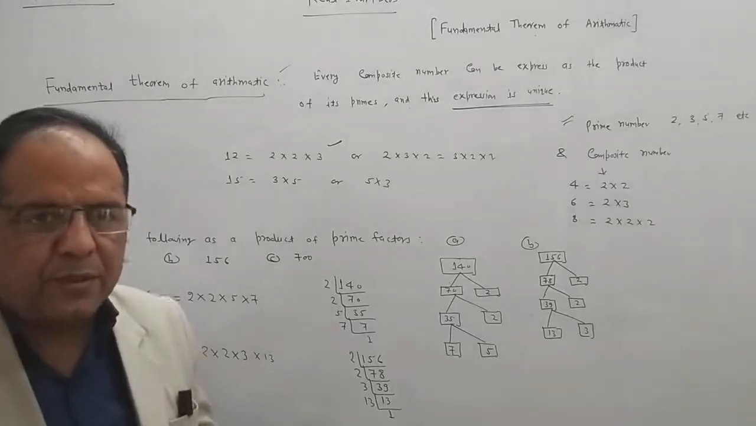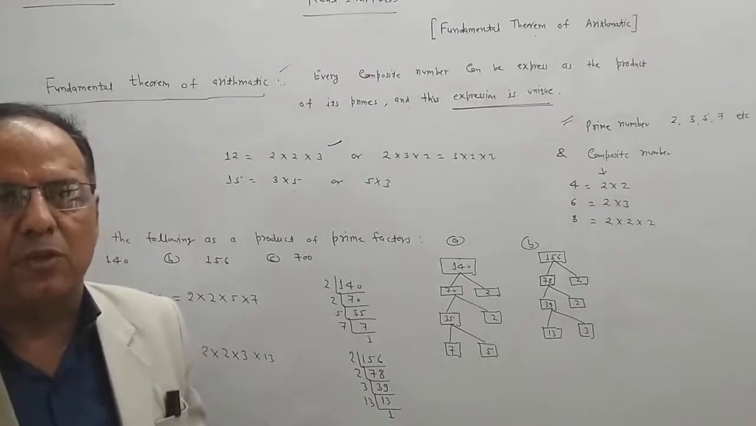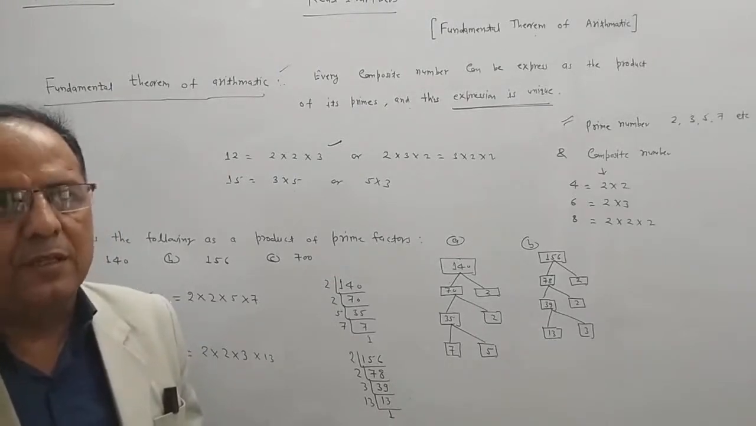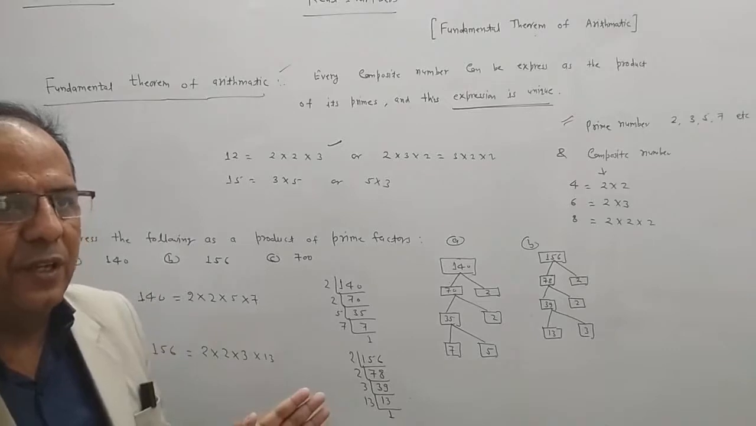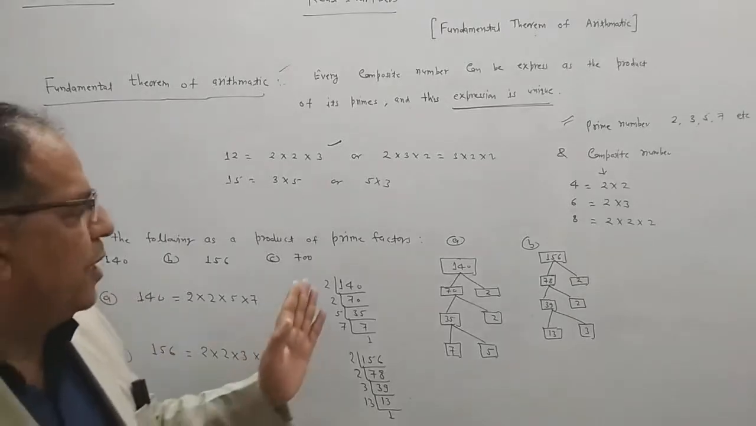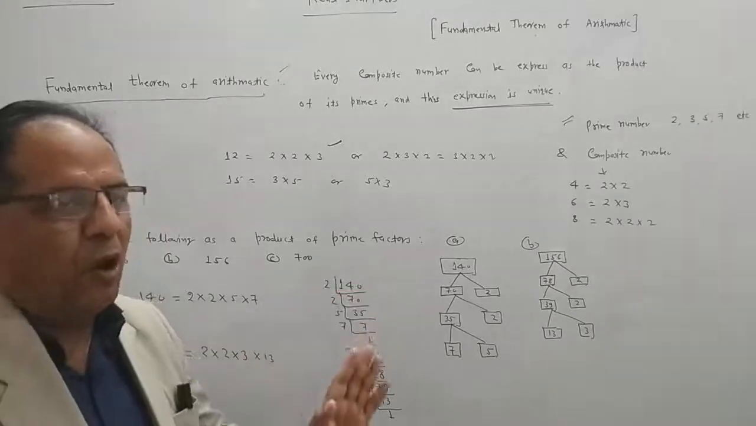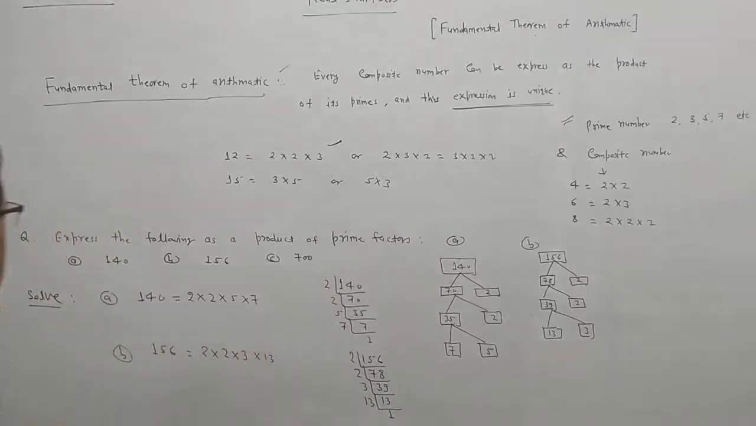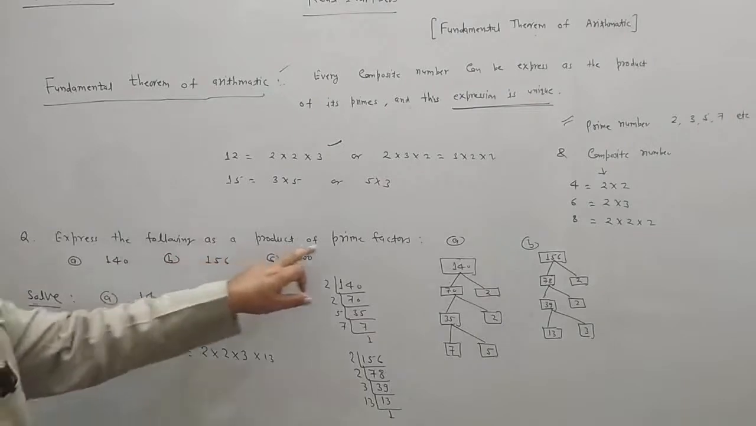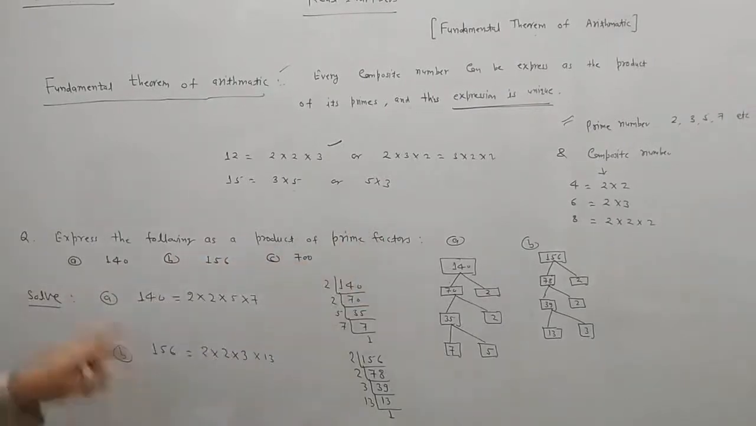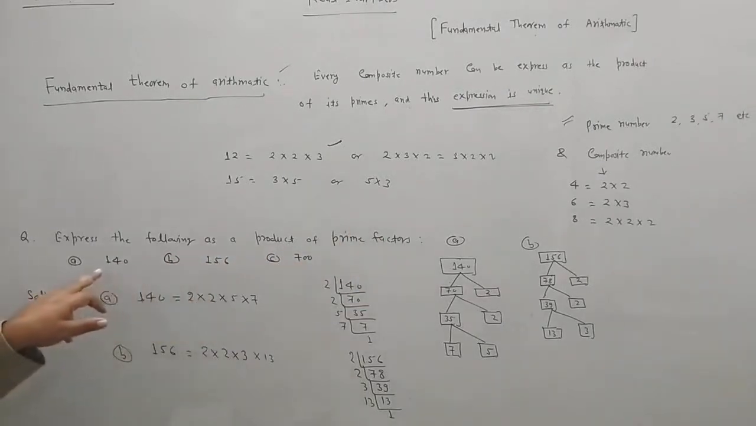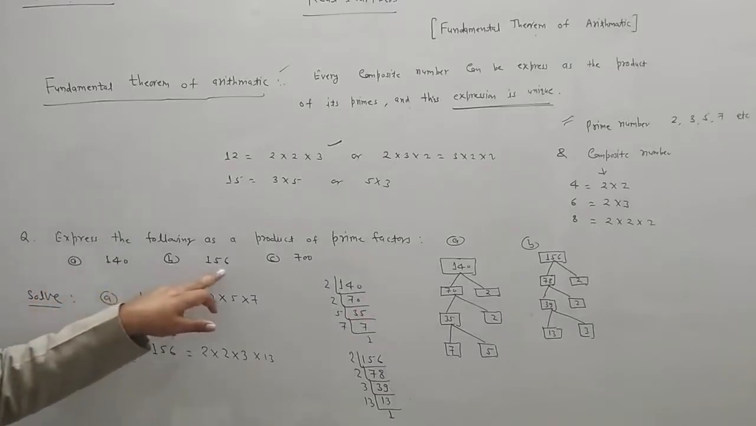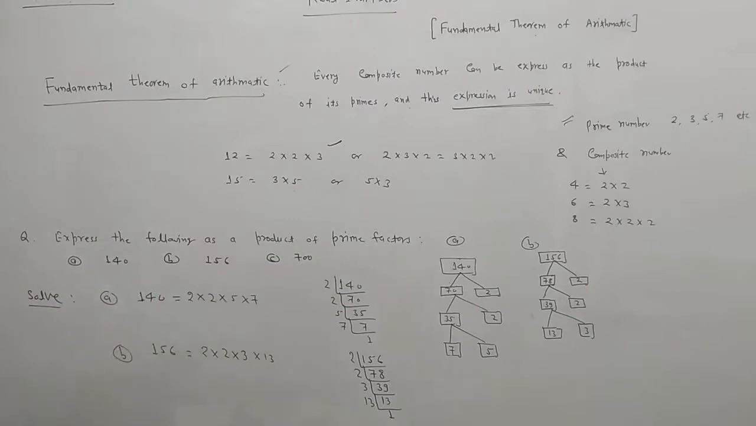Now I am taking some problems based on the fundamental theorem of arithmetic. In these problems, we discuss the factorization of a composite number. The problem is: express the following as a product of prime factors. These three numbers are given. The first part of this question is 140, the second part 156, and the third part 700. So we start with the first part, A, 140.